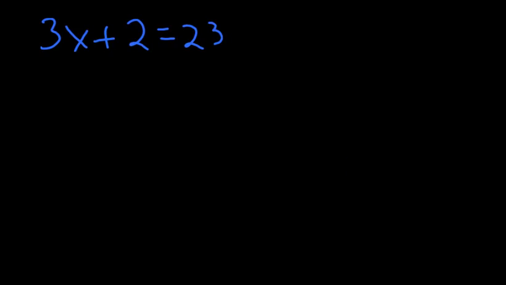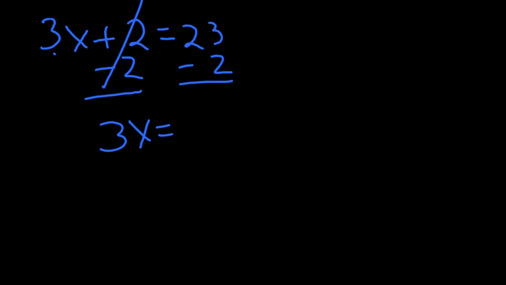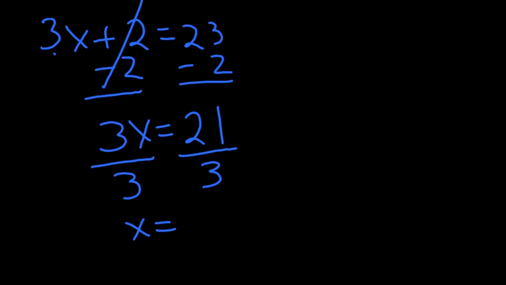Okay, let's try another one. 3x plus 2 equals 23. Always take care of the plus or minus part first. So, minus 2, minus 2. That cancels. That leaves 3x. That's 23 minus 2 is 21. Now we're going to divide by 3. Divide by 3. So x equals 7.